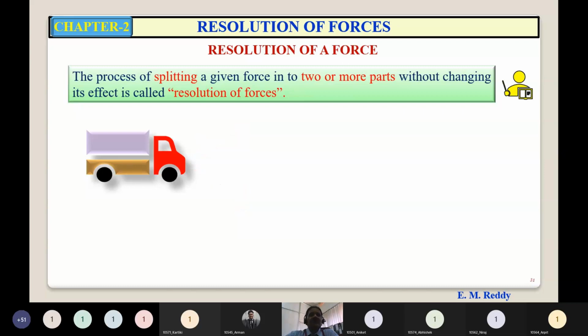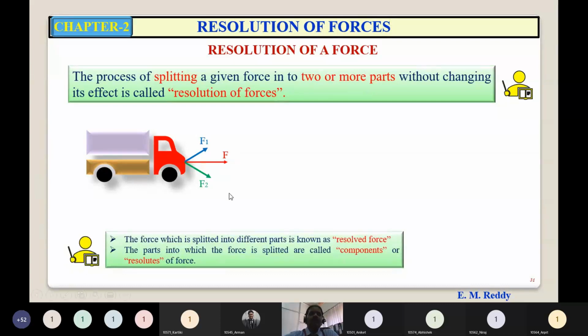Initially, force F is applied on the truck, and we are replacing that force F with F1 and F2 to have the same effect. Means simply, I am replacing this F with two forces F1, F2. Or I can say that I am splitting this force into two parts F1, F2 without changing the effect of this force on the truck. So here, this F1 and F2 are known as components of the force F.